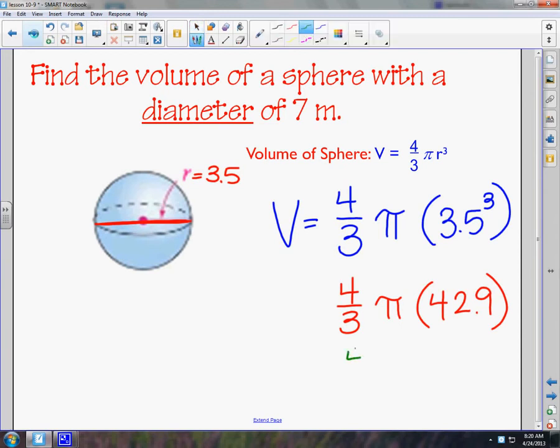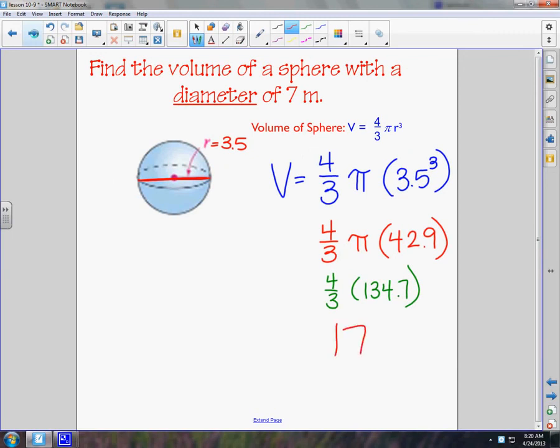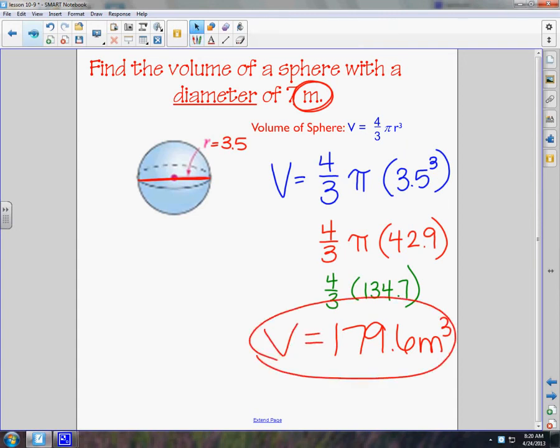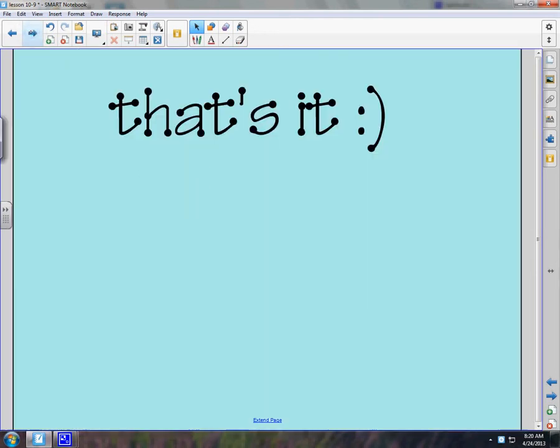And then I'm going to do 4/3 times 134.7, and I get 179.6. And then I look at my unit, and my unit was meters, so it would be meters cubed. So volume equals 179.6 meters cubed. So that's it for your notes.